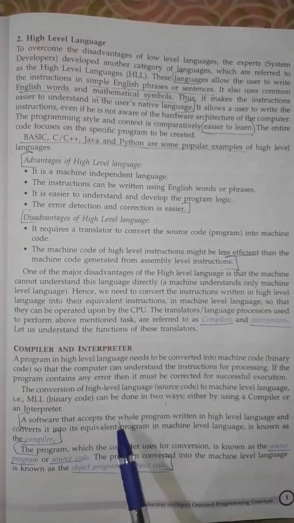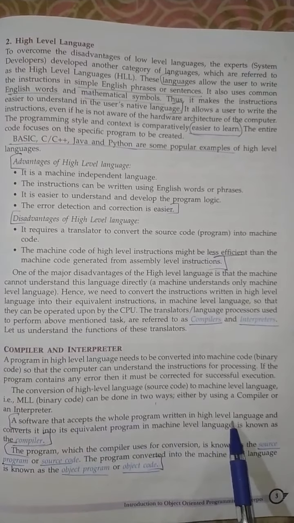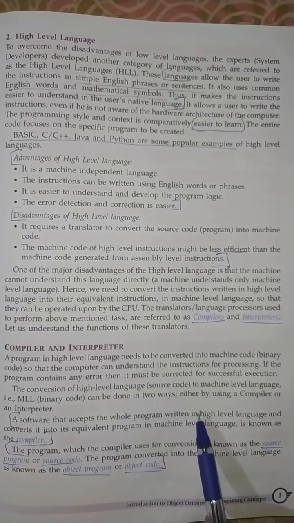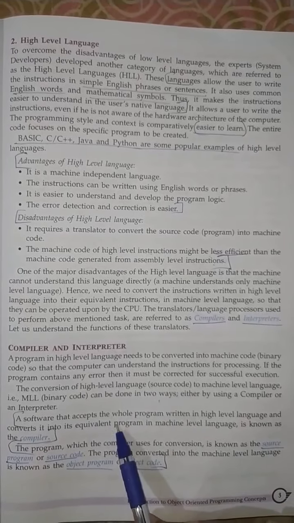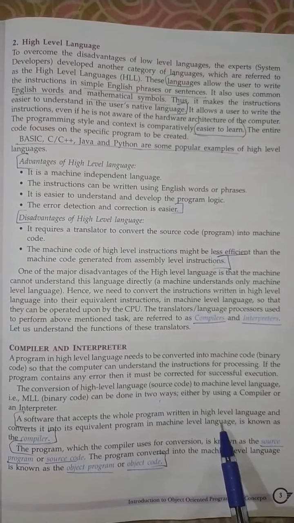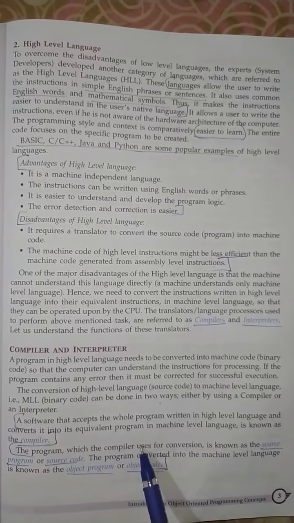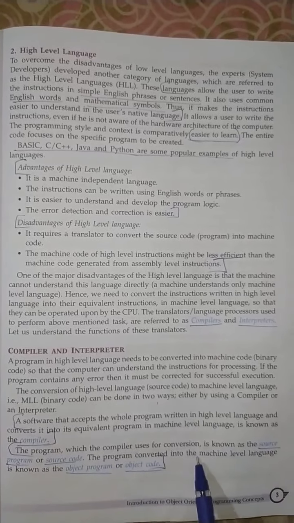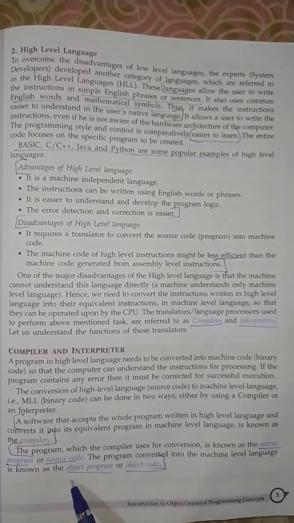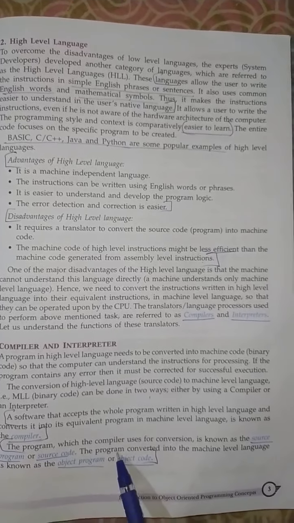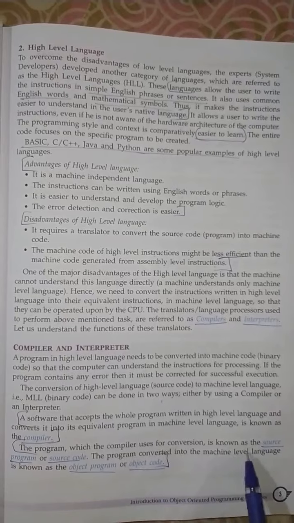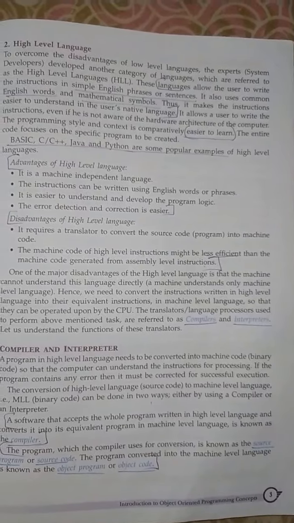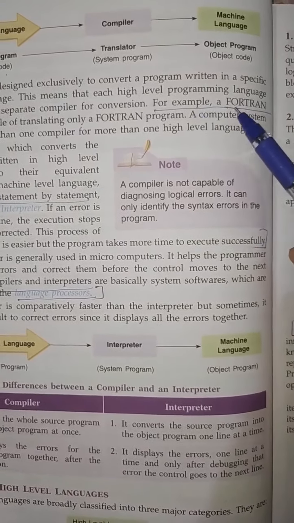A software that accepts the whole program written in a high level language and converts it into equivalent program in machine level language. So it is converting the whole lines of a program to a machine level language here. And the program which the compiler uses for conversion is known as source program or source code. And after converting, we'll get a program code, right? That we can call it as object program. The program converted into the machine level language is also known as object program or object code. So for example of compiler, you can write Fortran.